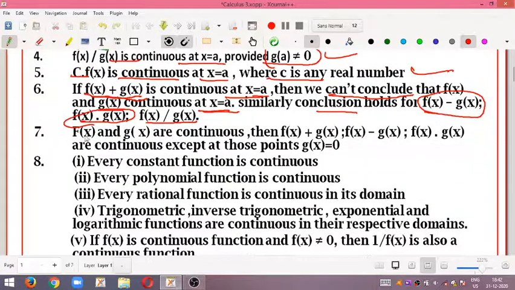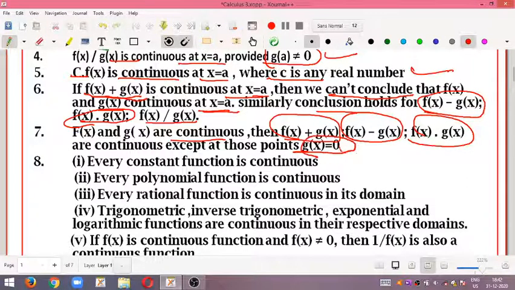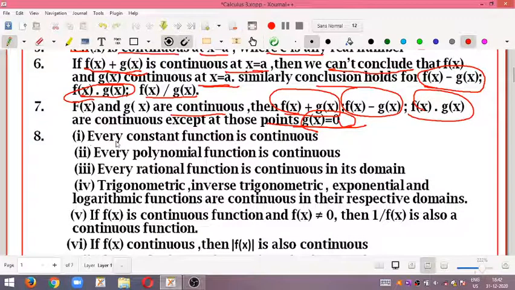Next point: if f of x and g of x are continuous, then the addition, subtraction and multiplication of those functions are continuous, except at those points where g of x is equal to 0. Except at these points, in all remaining cases addition, subtraction and multiplication are continuous when f of x and g of x are continuous. Next point: every constant function is continuous. Already we discussed that.